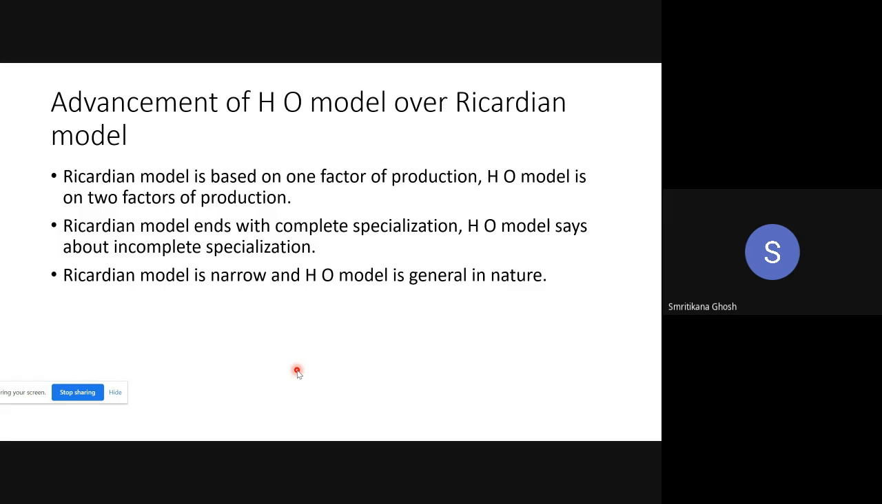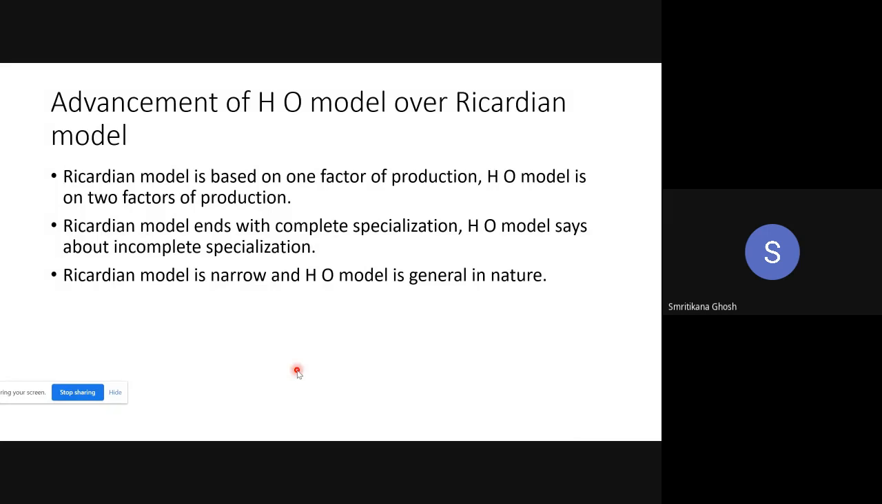What is the advancement of the HO theorem over the Ricardian model? That means what are the points which could not be explained by Ricardo, but can be explained by the HO model. So this is the advancement.